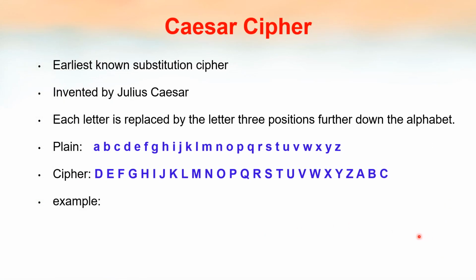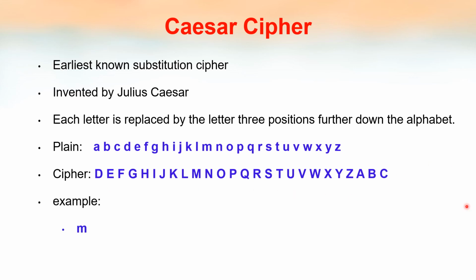Caesar cipher. It is the earliest known substitution cipher. It was invented by Julius Caesar. Here, each letter is replaced by the letter 3 positions further down the alphabet. For example, A is replaced by D, which means 3 letters down: B, C, D. So A will be replaced by D, B will be replaced by E, and so on.